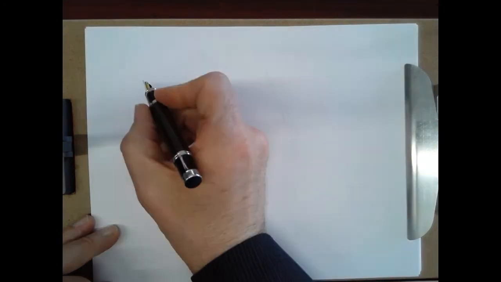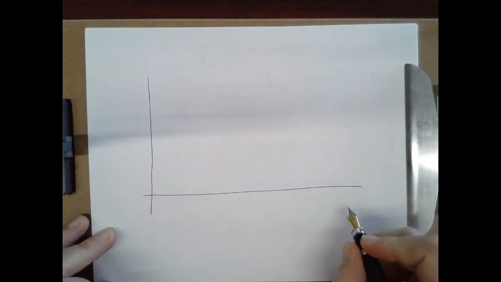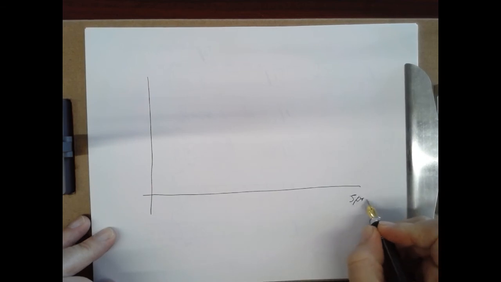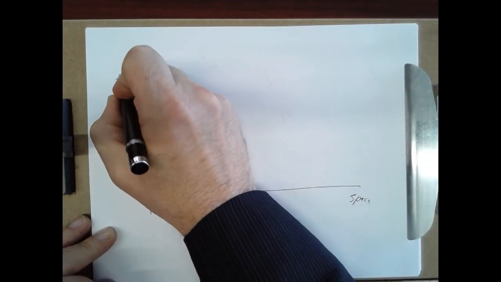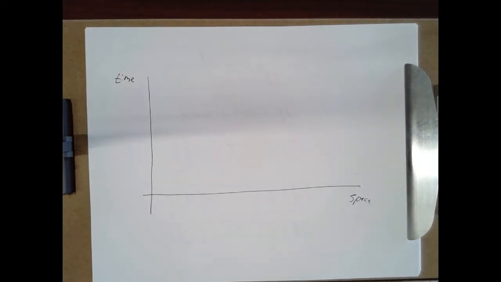So let's take a minute, reflect on this. Space is the amount of memory, the amount of resources that we need to do something. Time is the amount of time it takes.